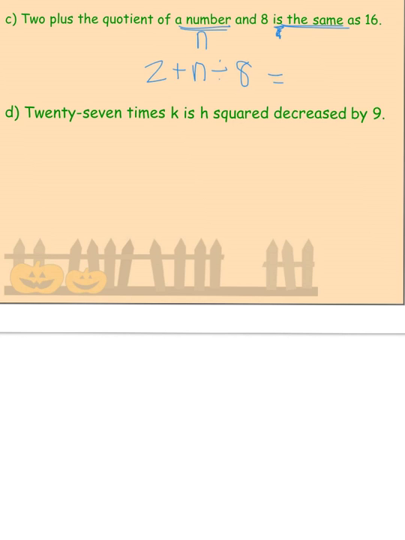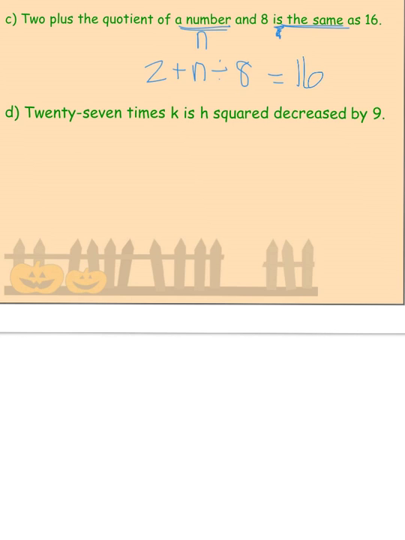And then it says is the same as, the only thing on that other side is the number 16. A lot of equations that we work with only are equal to a number on the other side. So don't panic at all when it's just a number on that side.